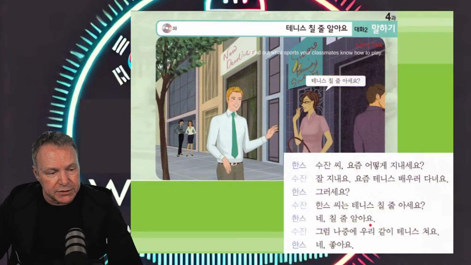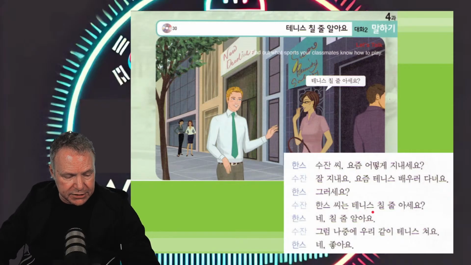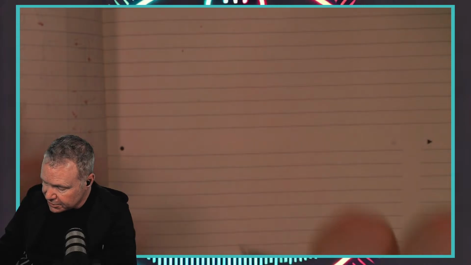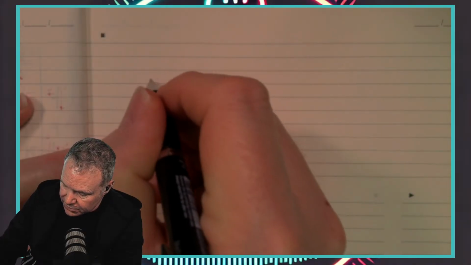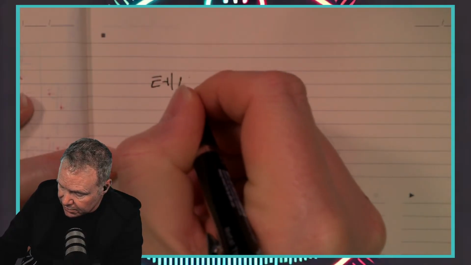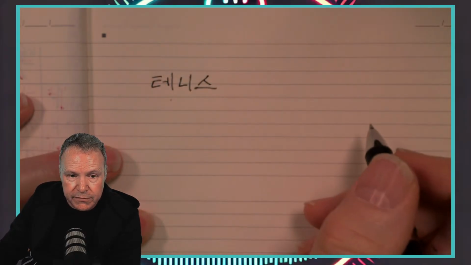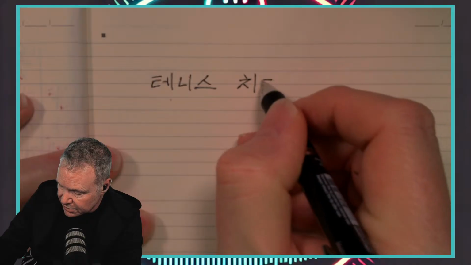Yeah, and again, that's one of our focus items in this unit 4: the grammar pattern ㄹ 줄 알아요 or ㄹ 줄 몰라요. So with tennis, 테니스 치다. 치다 is the verb, and let's go ahead and switch over here for a second. When we talk about the verb to play tennis, we're first talking about 테니스, and then the verb, the infinitive of the verb, is 치다.